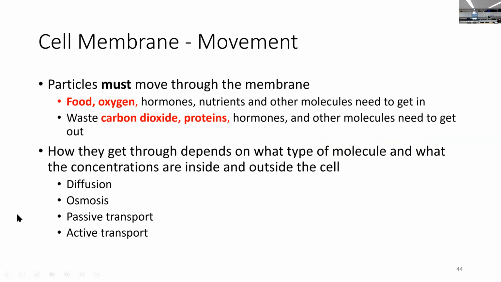All right, to move through the cells. Oh, these are lovely multiple choice questions. You have basically 4. These 3, diffusion, osmosis, and passive transport, do not require any energy. Active transport surprisingly does.